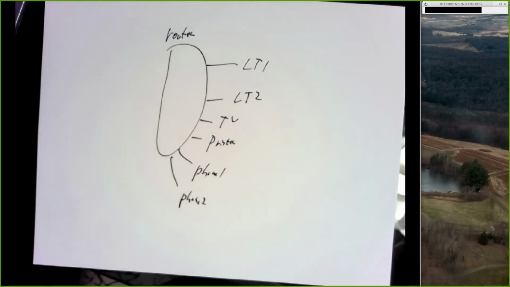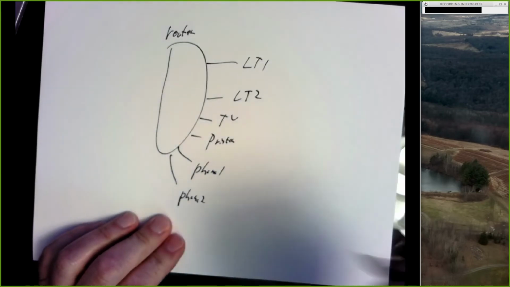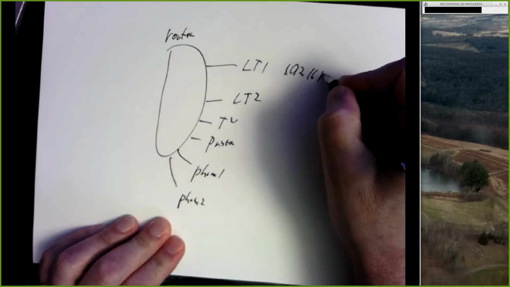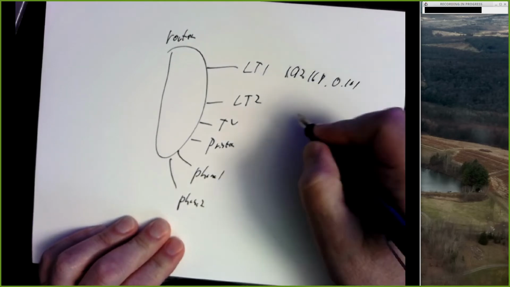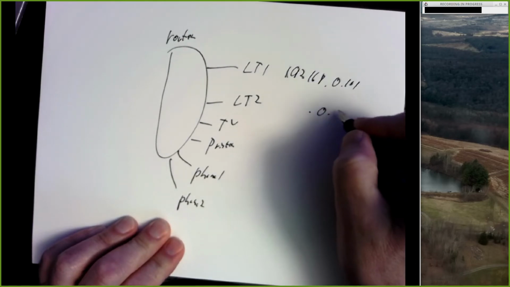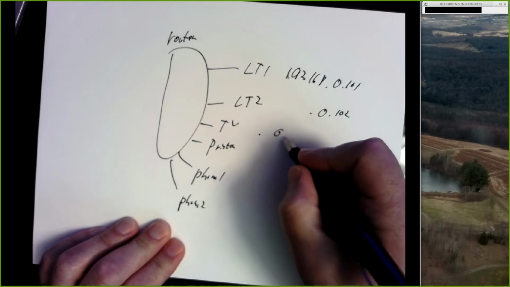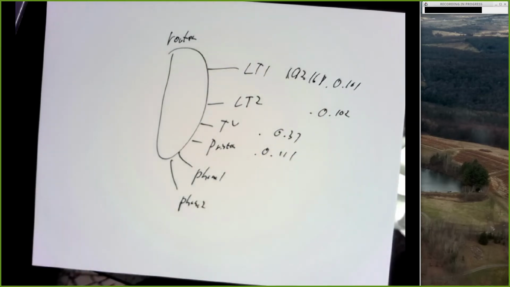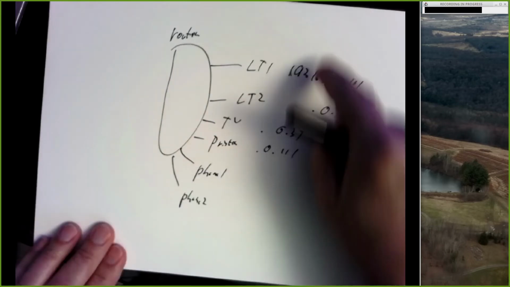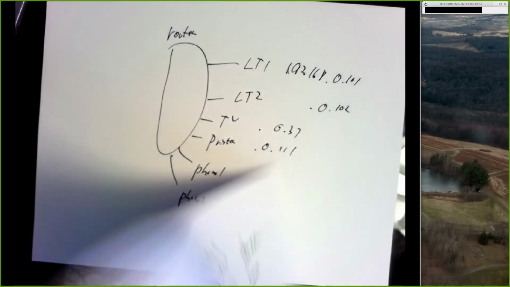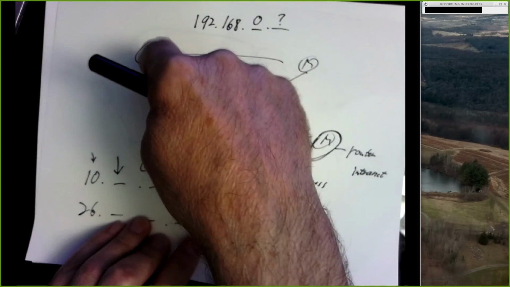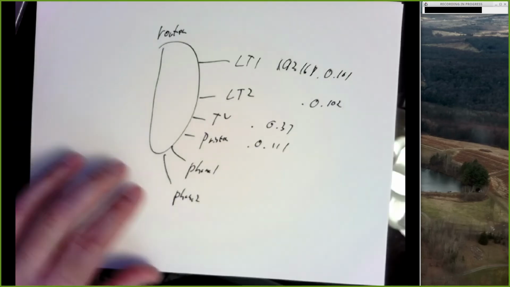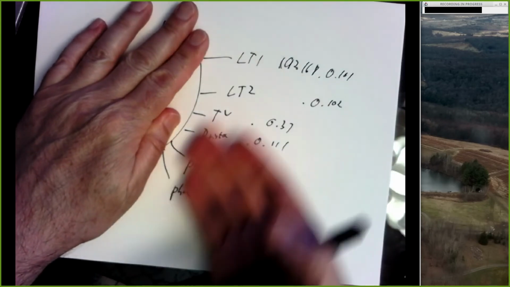And each of these things has a network address. So this might be 192.168.0.101. This might be 0.102, this might be 0.37, 0.111, and so on and so forth. And these are not addresses that one of these machines can use to access your printer or your laptop, right? These are addresses inside this little subnetwork.